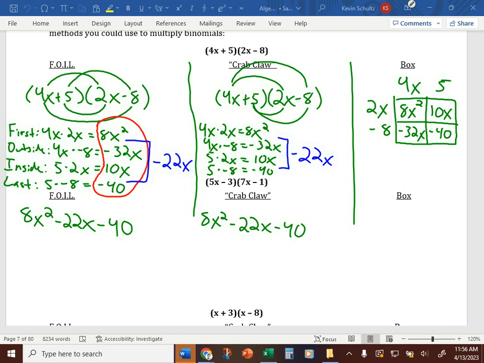Now we look for the like terms we can combine. We already know we can combine this negative 32x and the 10x. That gives us negative 22x. And so our final answer, just like we've seen in all the other ones, 8x squared minus 22x minus 4. And those are three ways you can multiply binomials.